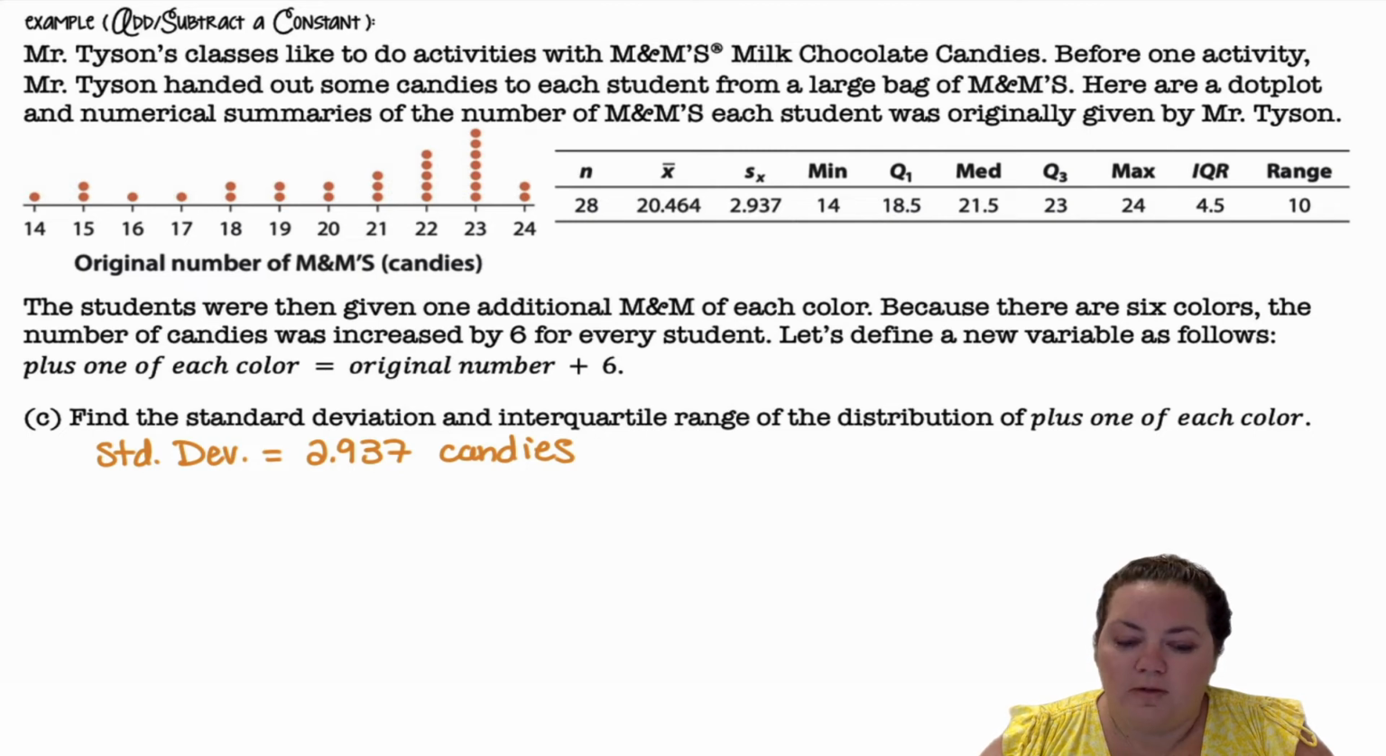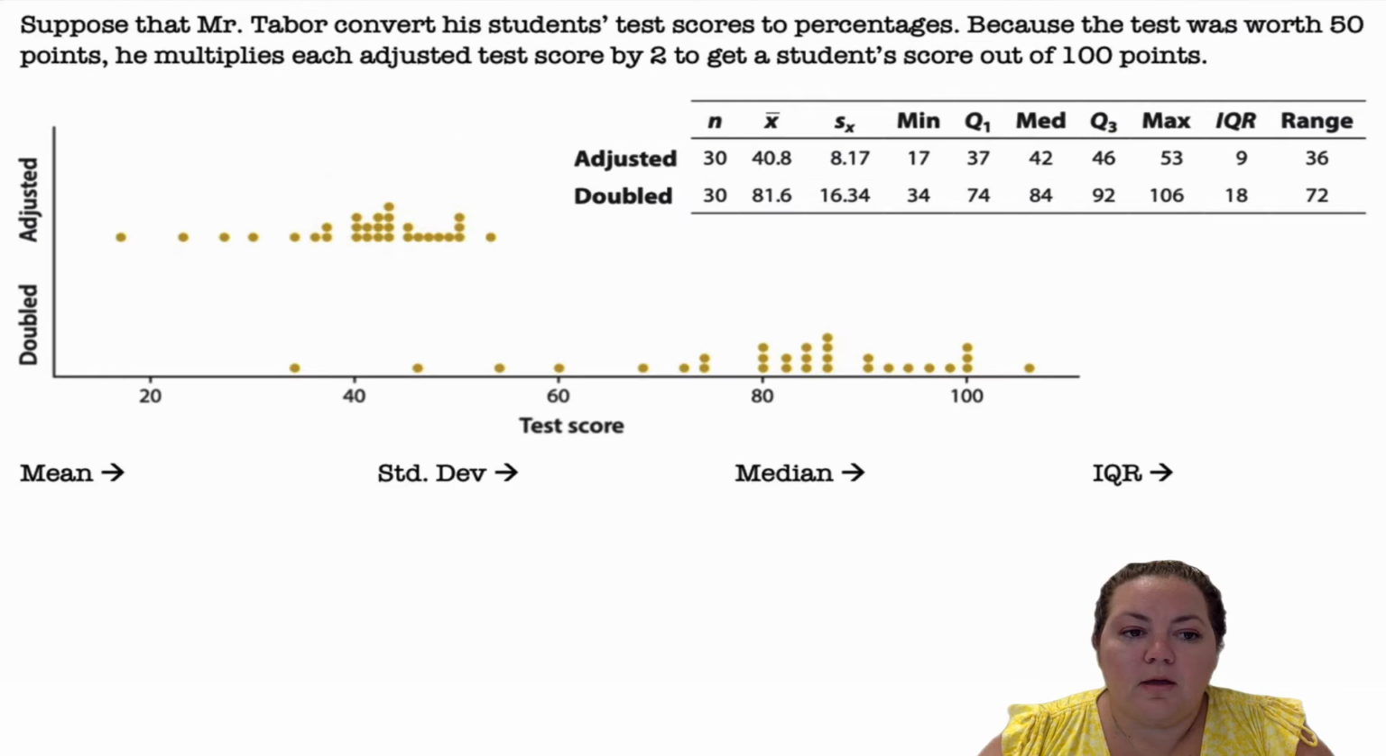the same at 4.5. All right, suppose that Mr. Tabor converts his students' test scores to percentages. Because the test was worth 50 points, he multiplies each adjusted test score by 2 to get the student's score out of 100. So we just doubled it.